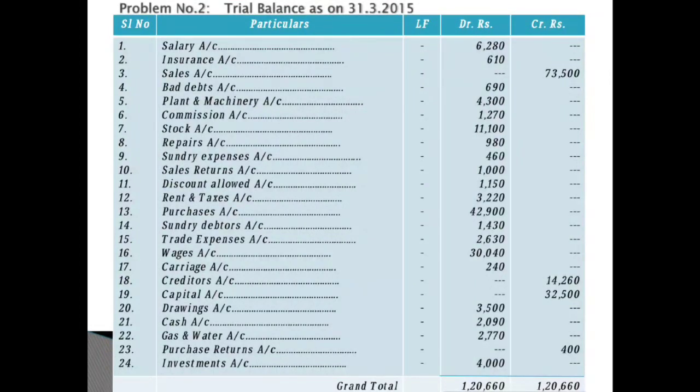See here, the 14th one we have recorded, sundry debtors account 1,430, which shows debit balance. Okay, so in the debit column we have recorded.